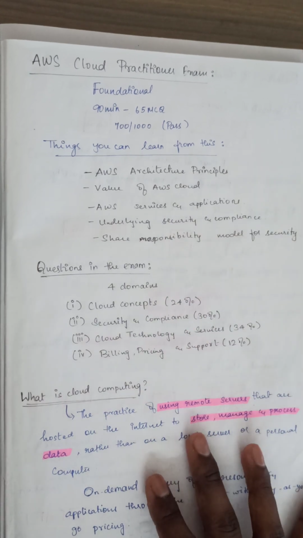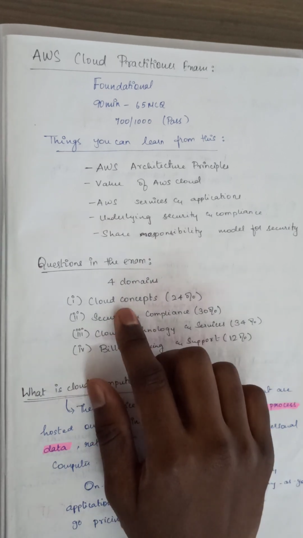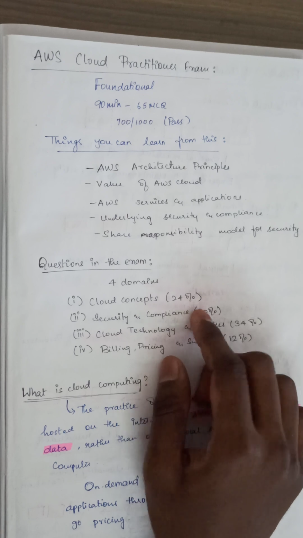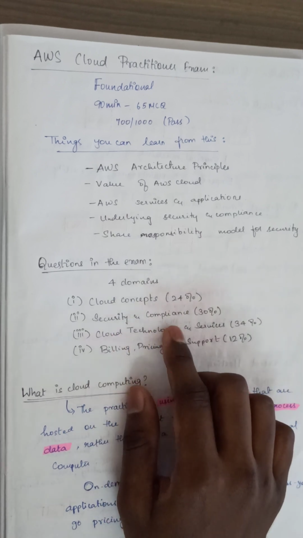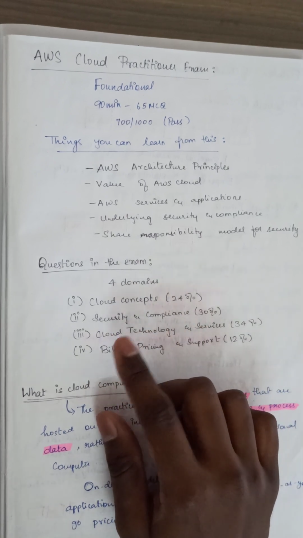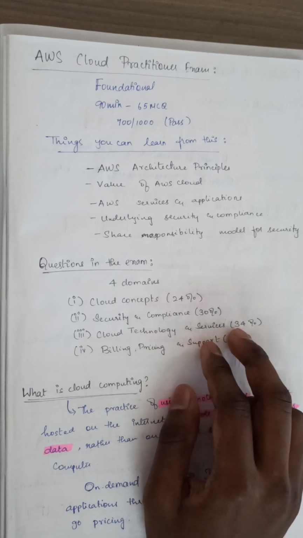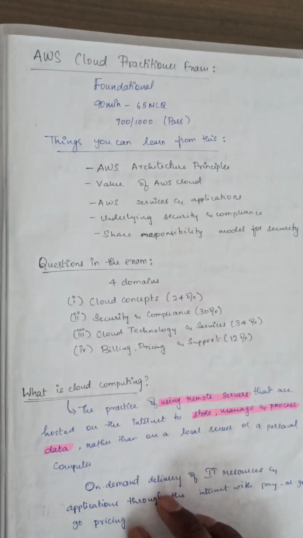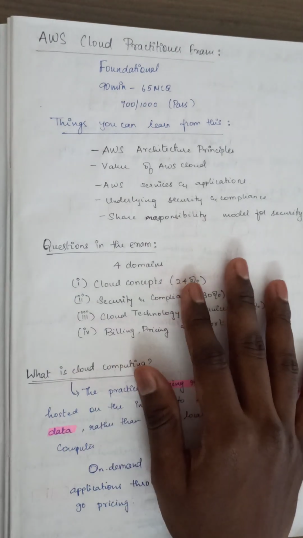The questions in the exam will be from 4 domains, and they are cloud concepts, which covers up to 24% of the exam, security and compliance for 30%, cloud technology and services for 34%, and then there is billing, pricing and support for 12%. These are all the basics for the exam.